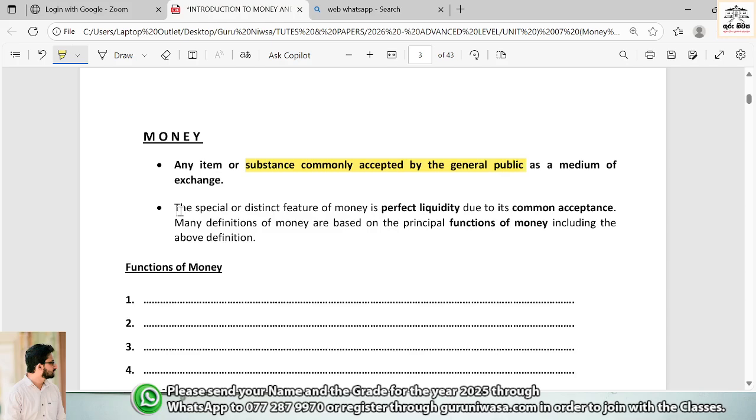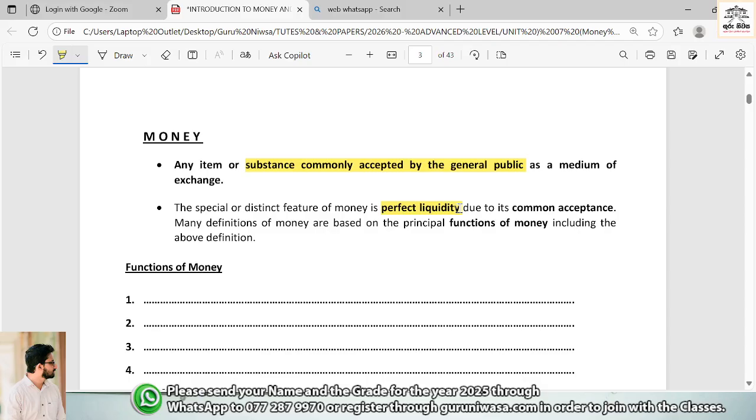Next one, Lamai. The special or distinct feature of money is perfect liquidity. Perfect liquidity means, Lamai, if you have coins and notes in your hand, no need to convert them into another asset to make a transaction or to use as a medium of exchange. But if you have land, you cannot use land as a medium of exchange. You cannot go to the market and say, I don't have money, but I have land, can I use land as a medium of exchange? Then definitely the seller would not accept it. So if you want to buy something, you have to convert land into coins and notes, land into money. Then money can be used as a medium of exchange.